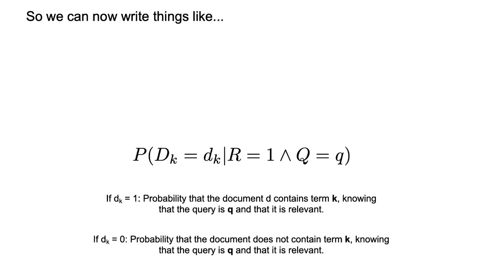Okay, so again, this small d is either a 0 or 1. If it's a 1, you're looking at the probability that the document contains k. If small dk is 0, then you're looking at the probability that it does not contain term k.